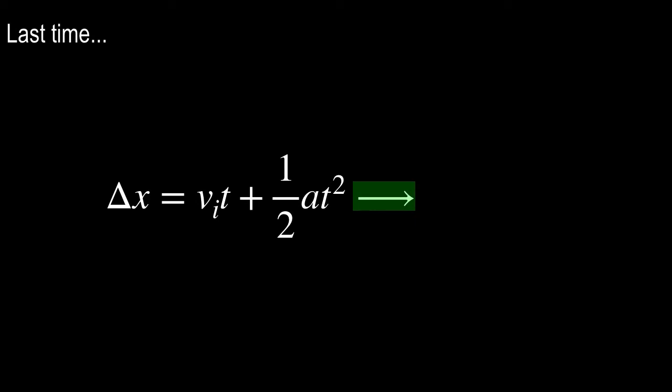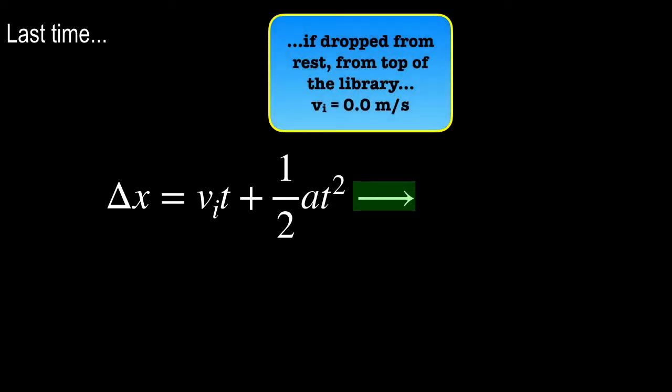Now, the thing that we talked about last time was that if you drop something, if you're thinking now instead of horizontal x coordinate, if you're thinking y coordinates, and if you drop it from rest, so you're up at the top of the library and you've got some water balloons and you just want to drop them on somebody as they come out of the library, right?